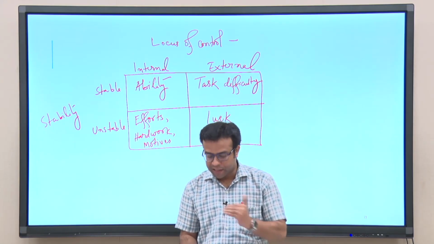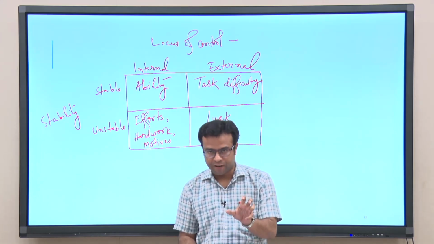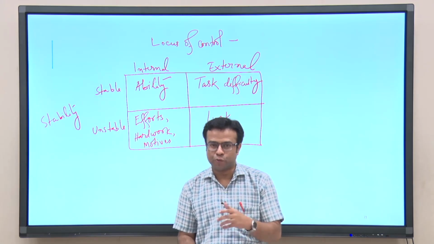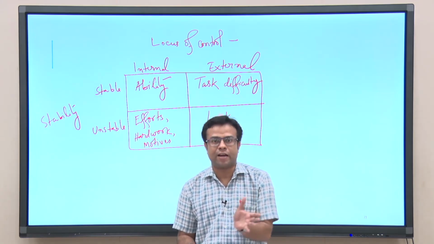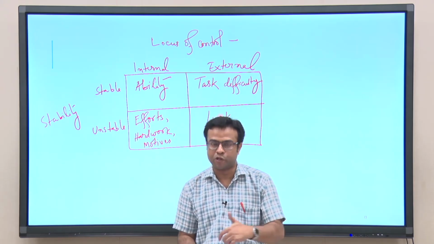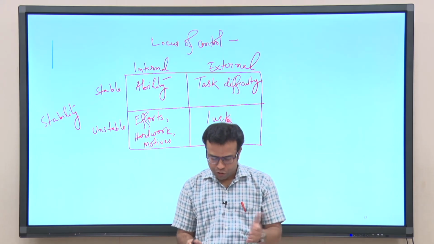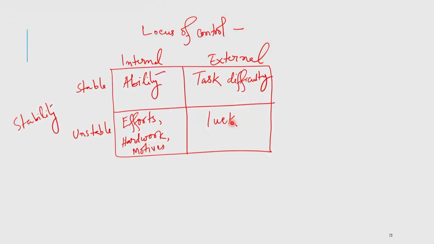Then external unstable factor, one factor that influences our decision is luck, which basically means you do not know whether you will become lucky or unlucky. It is very unstable. Sometimes you feel lucky, sometimes you feel unlucky. So, luck is an unstable factor. These 4 factors play a very important role in explaining our successes and failures or achievement situations in our life.